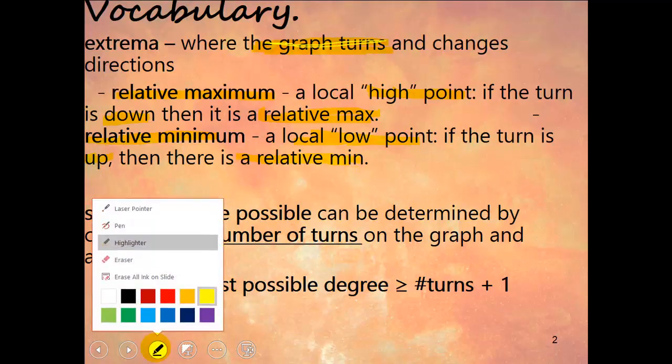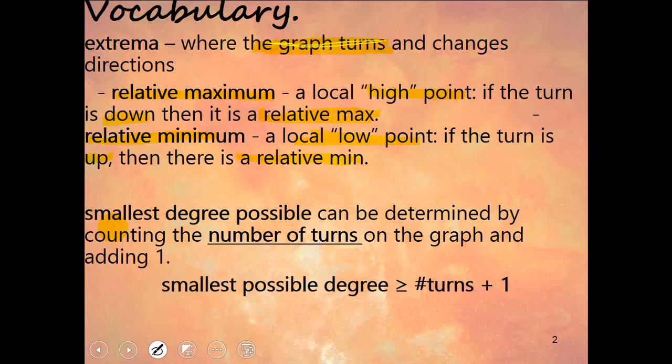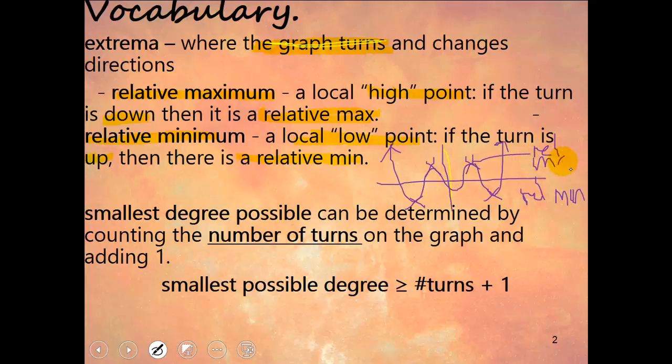So let me give you an example here. If we were to graph this, I'm going to put the relative mins. This would be a relative min and a relative min. It's a local low spot, relative min. And these would be a relative max, because it's a local high spot.